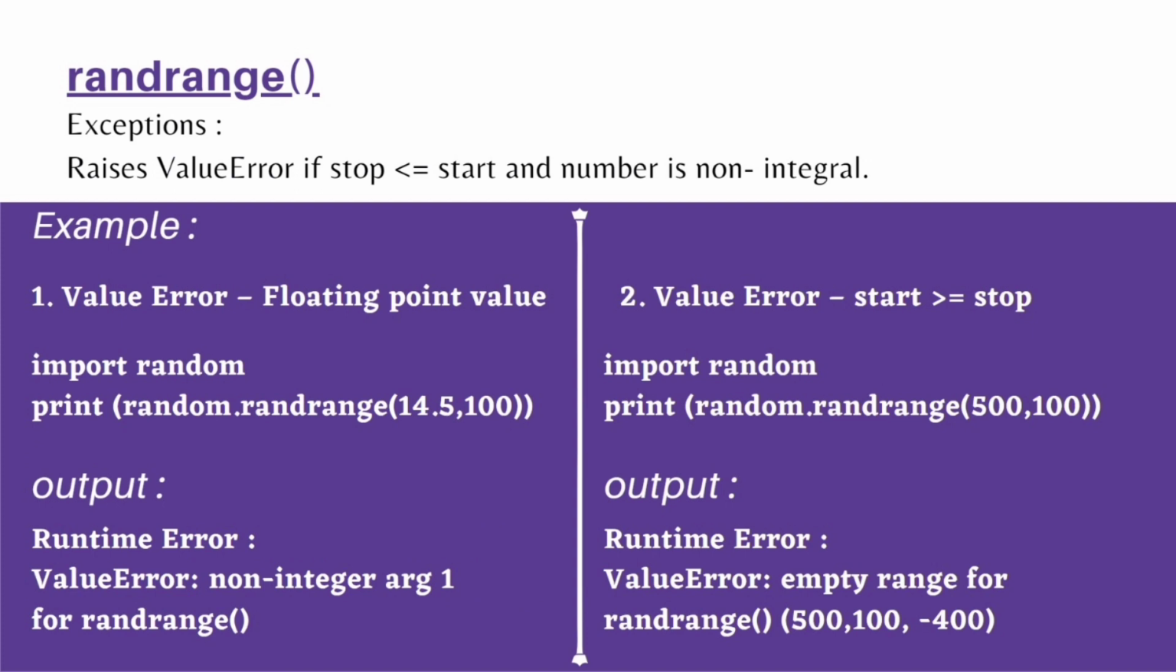Randrange has a few exceptions. It raises a ValueError if stop is less than or equal to start, and also when the number is not integral. It is explained with examples.